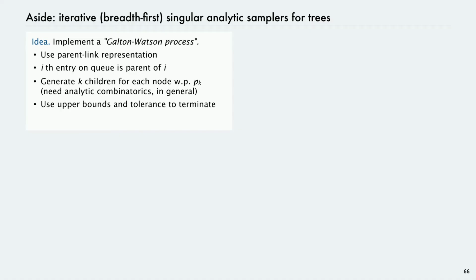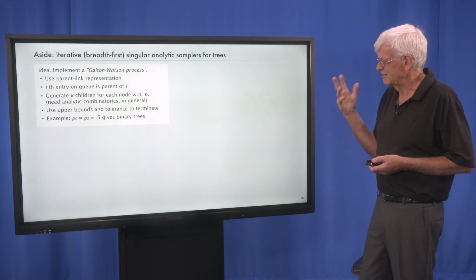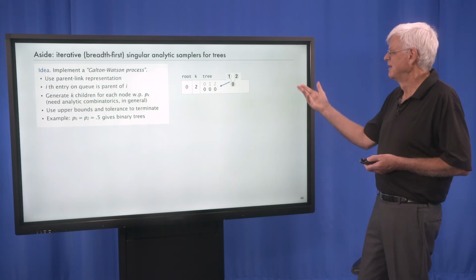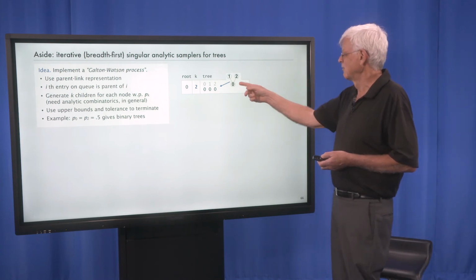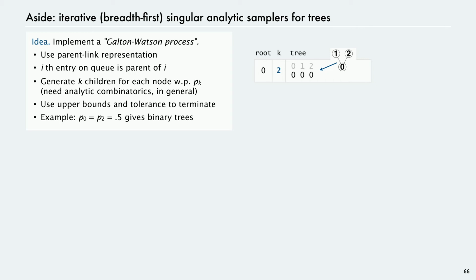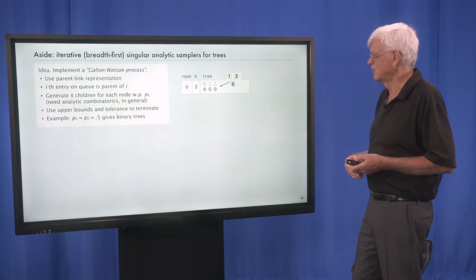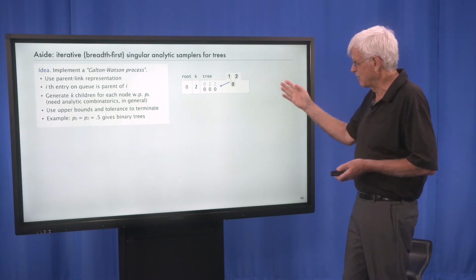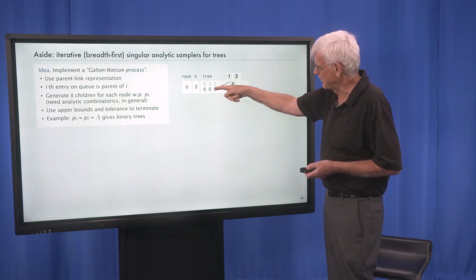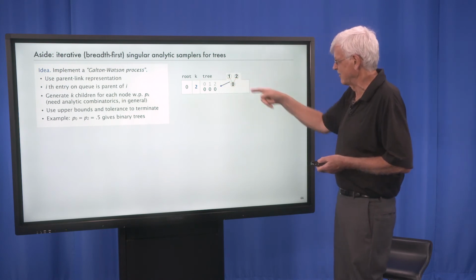Again, we'll use the upper bounds and tolerance to terminate things. But for example, if you use P0 equals P2 equals 0.5, you get binary trees. And it's an extremely simple calculation. So let's start this way. We start with root 0, and then we're going to generate with probability 1/2 either 0 children for root 0 or 2 children for root 0. In this case, we generate 2 children for root 0. And again, using a parent link representation, this says that the parent of 1 is 0, the parent of 2 is 0, as in that tree.